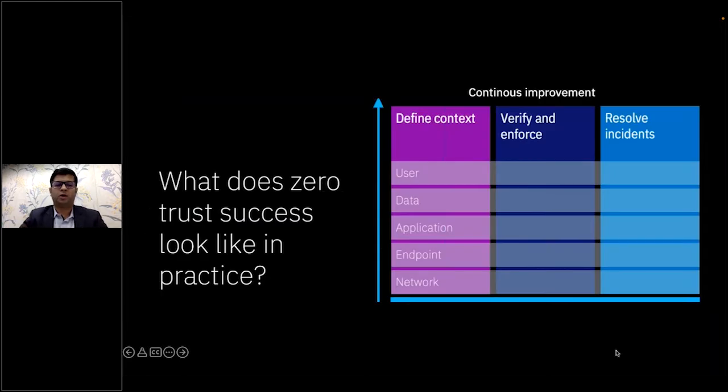Now, what does zero trust success look like in practice? As I said, you need to define the context, right? So the first aspect is the user, which is the identity. So who is that user? Is he allowed to do that? From which location is he coming? Is the two-factor authentication that he has provided, like SMS OTP or email OTP, correct? So all of that context is very, very important when we look at the user, right?